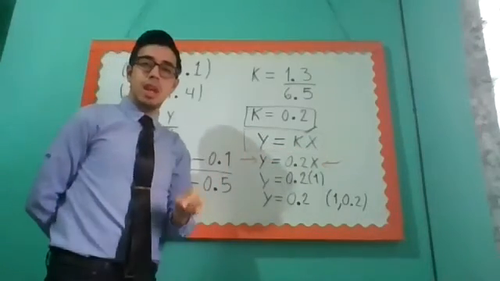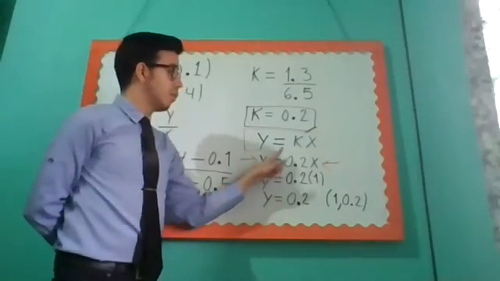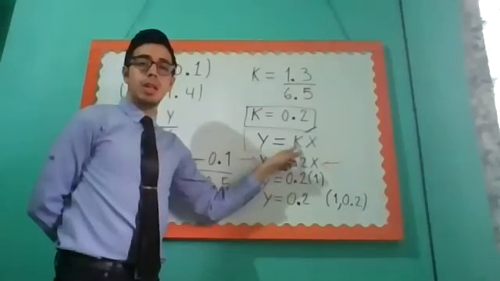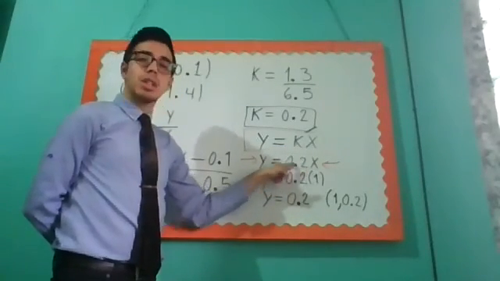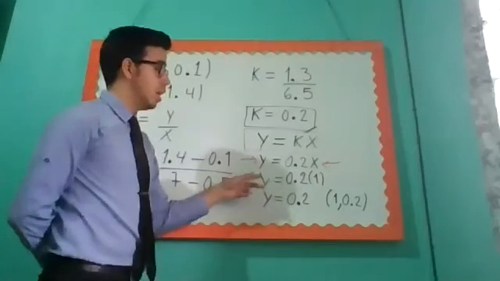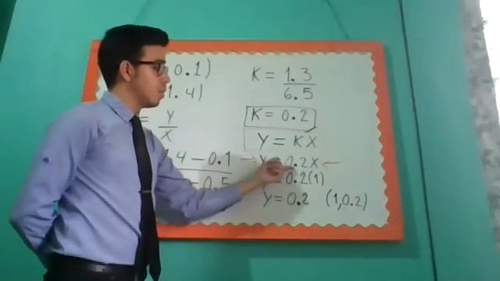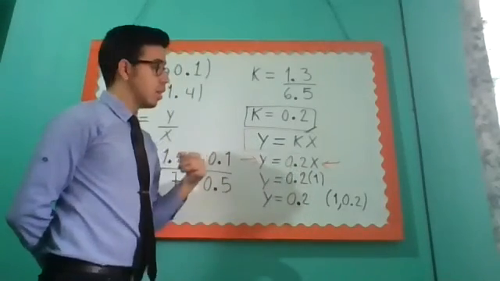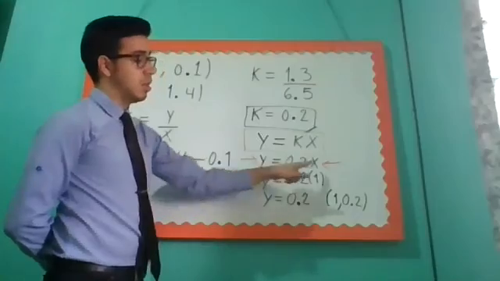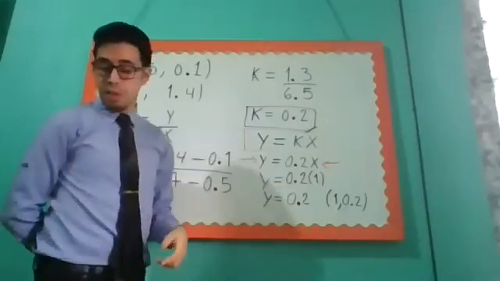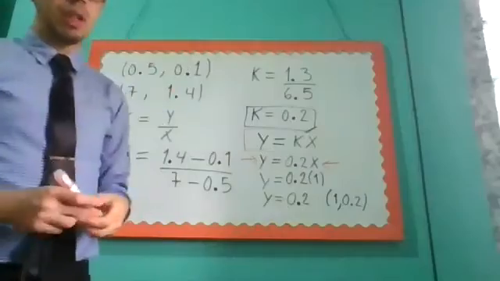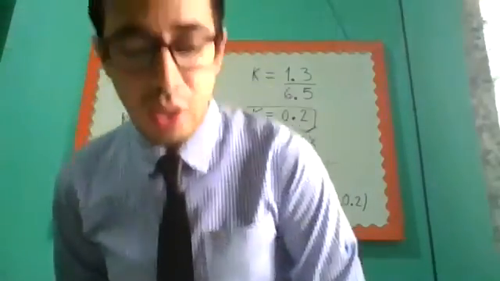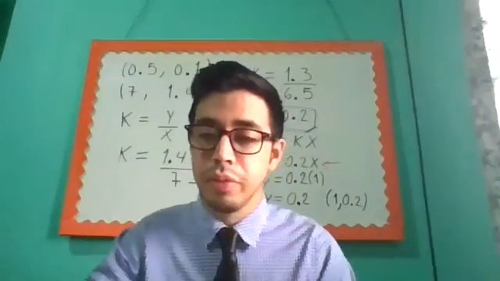But for this exercise, you already have the value for k. You already have the value, so you only replace. 0.2 is k. So the equation you need is this one. Y is equal 0.2 x. We already have it. We use it to find one value, remember? So this is the equation you are going to use if you want to find another point of this equation.